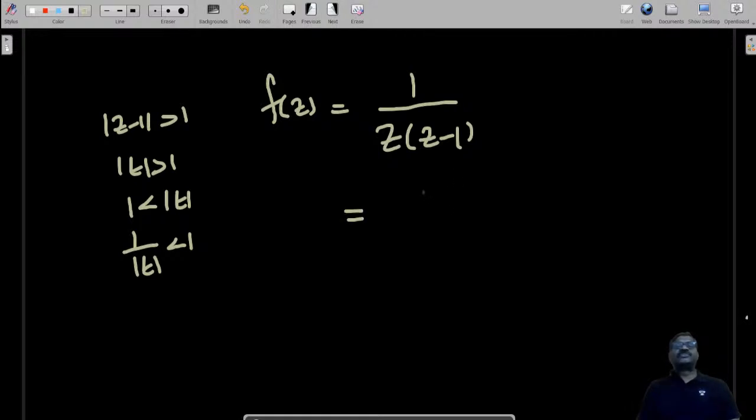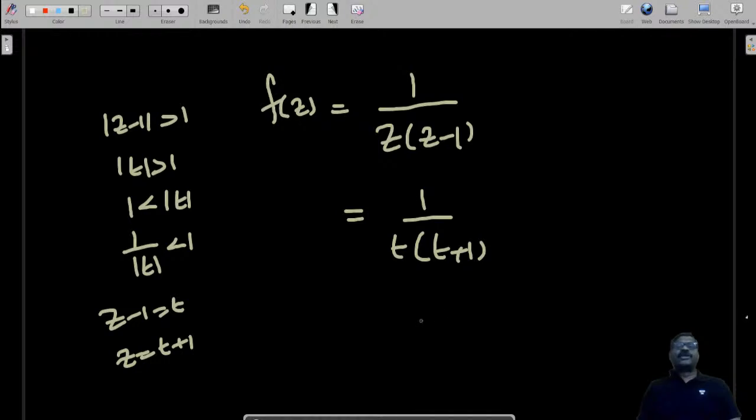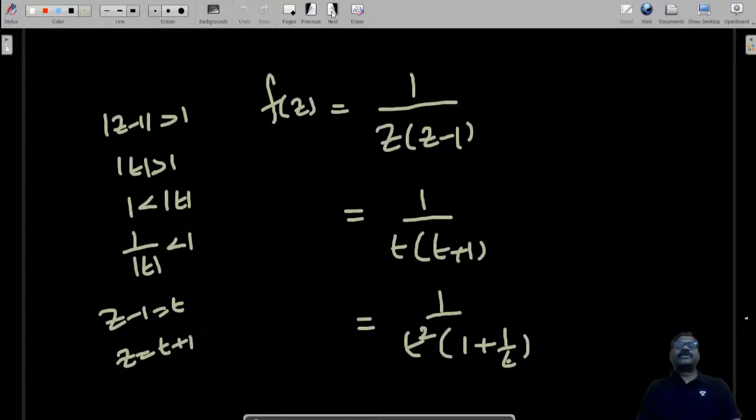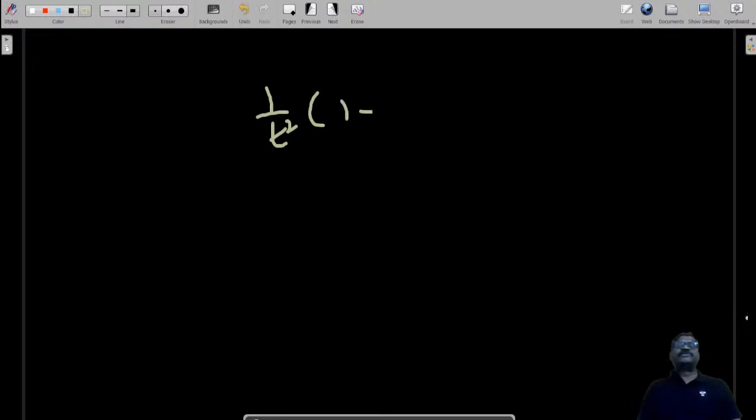Let us take z minus 1 equal to t. Therefore z equals t plus 1. 1 by z minus 1 is 1 by t, and z is t plus 1. We have to write in terms of 1 by t, therefore take t common: 1 by t square into (1 plus 1 by t) whole inverse.